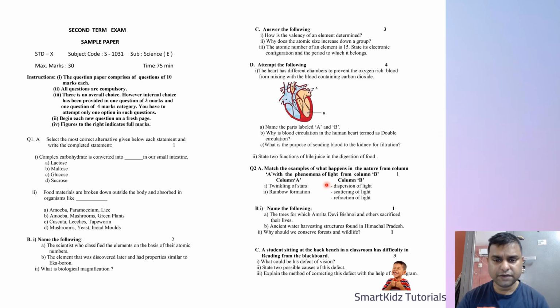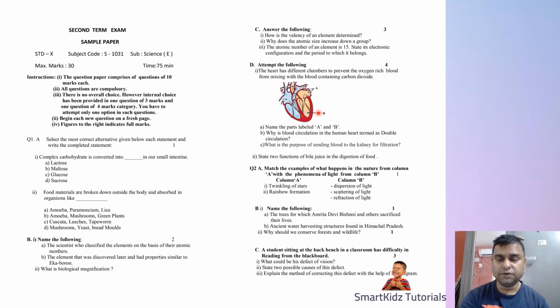In question 2A, there's a match the column, and both these are for 1 mark. Now, question 1B, 1C, 1D can be anything. If you look, there is a heart diagram over here. Many ask whether we need to learn to draw the heart diagram.